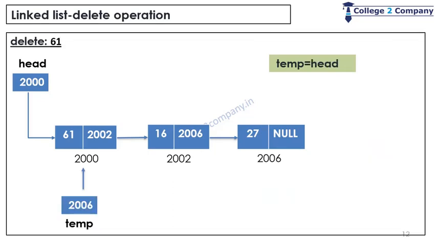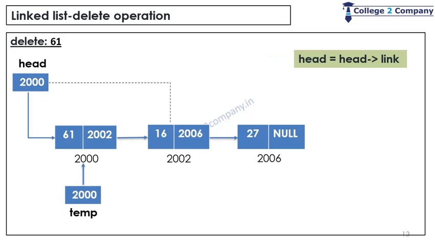Now we delete the value 61. 61 is the first node in the list. Head is always pointing to the first node. We create another pointer temp which takes the value of head. Now temp is also pointing to the first node.